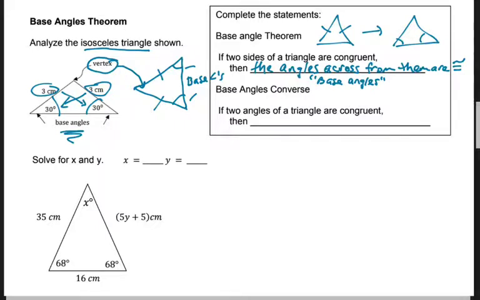The converse of that says that if you've got a triangle where the base angles are congruent, that means that the two legs that are across from those base angles are going to be congruent. So it's just the opposite.